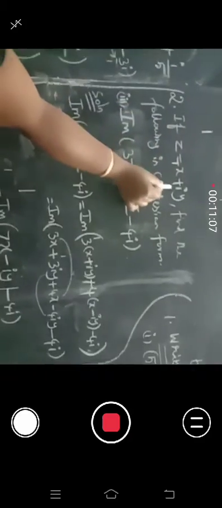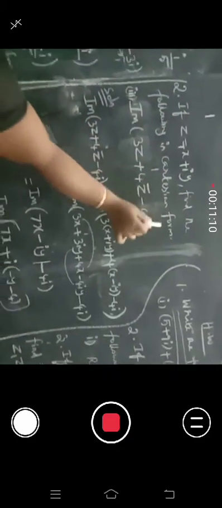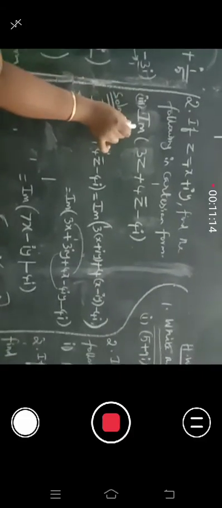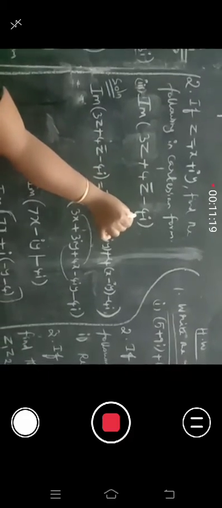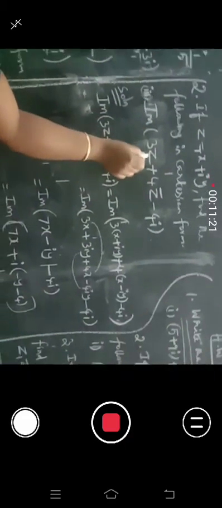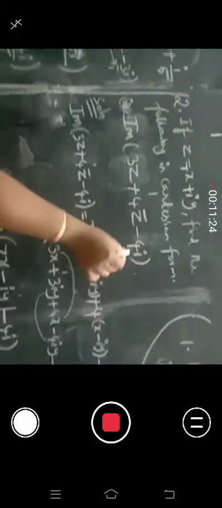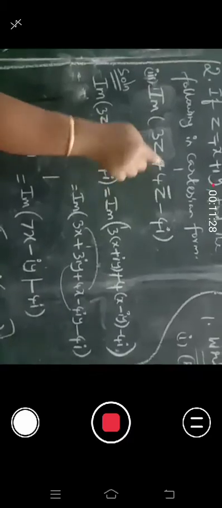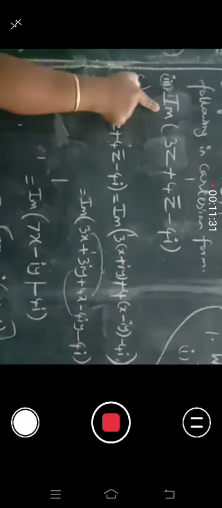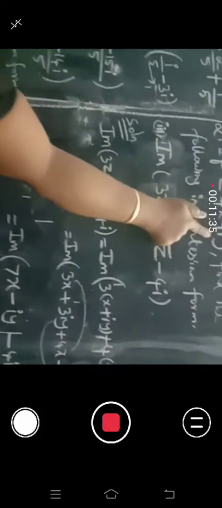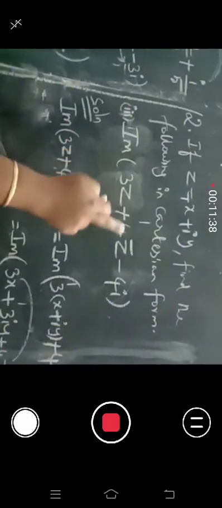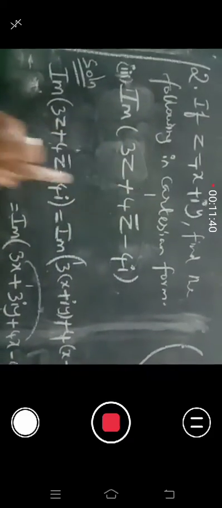If z equal to x plus iy, find the following in Cartesian form. See, the third Roman problem is imaginary part of 3z plus 4z bar minus 4i. Imaginary part of 3z plus 4z bar minus 4i. First we have to simplify this complex number. Afterwards we have to write the imaginary part. Got it? Okay. What is z? z equal to x plus iy. Just substitute x plus iy in the place of z.